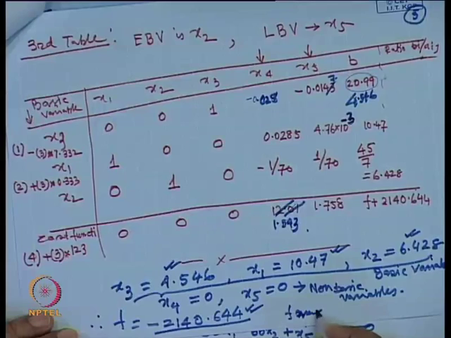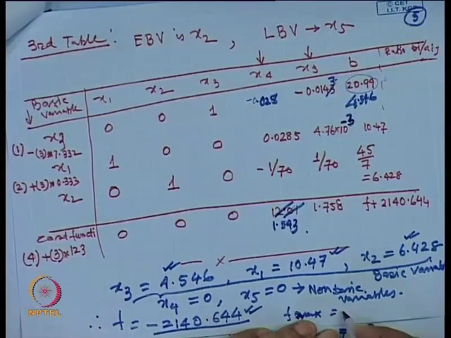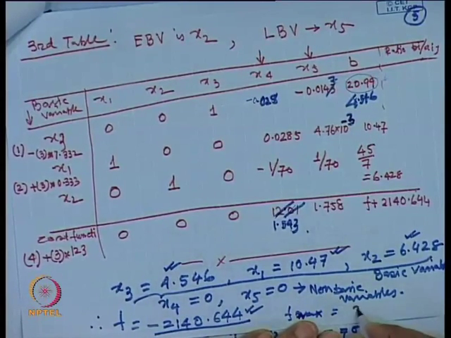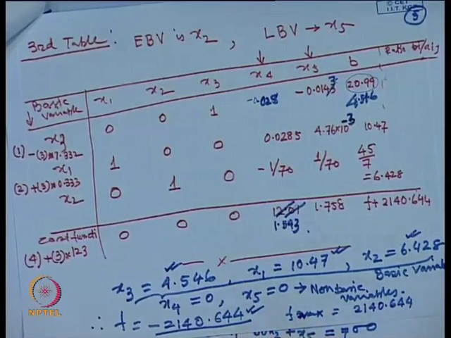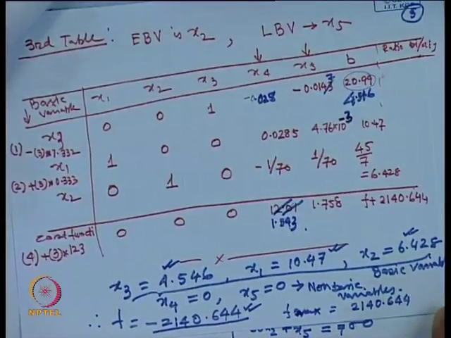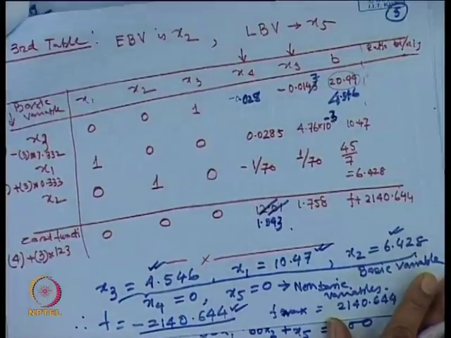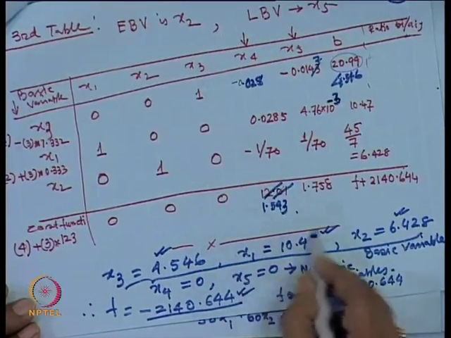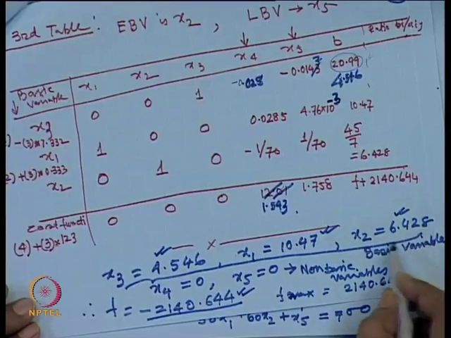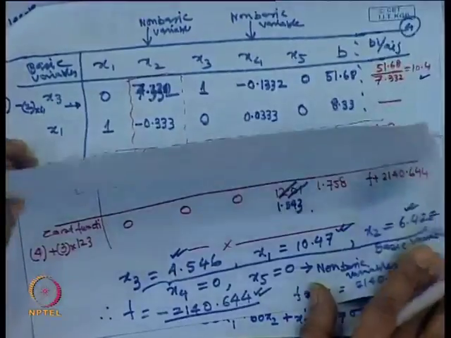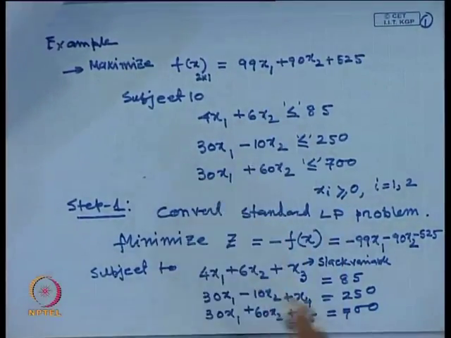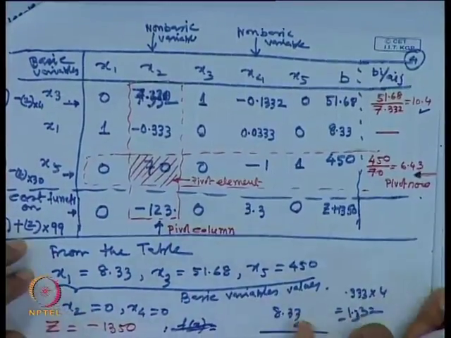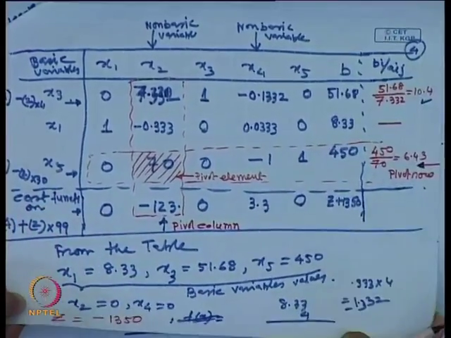f max value will be minus of minus 2140.644, that is our maximum value of that one, we will get it. And what is this, our x1, x2 values: x1 is 10.4, x2 is 6.48. These are the two values, the design variables x1 and x2. So, these are the design variables values.